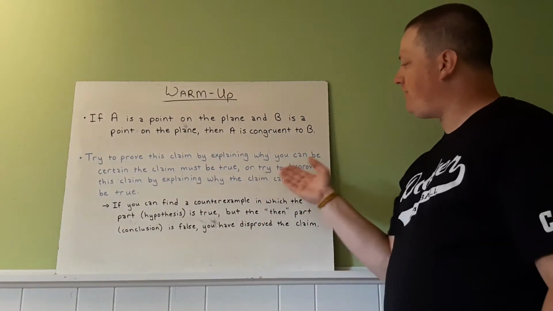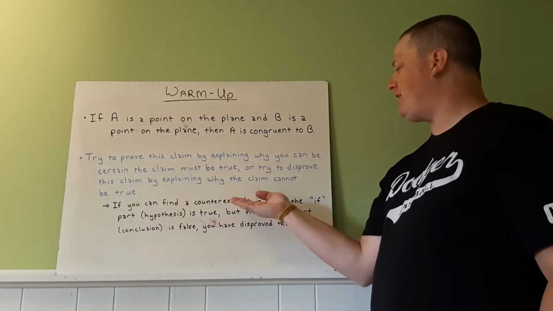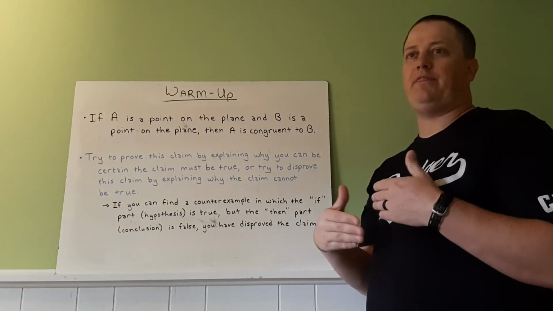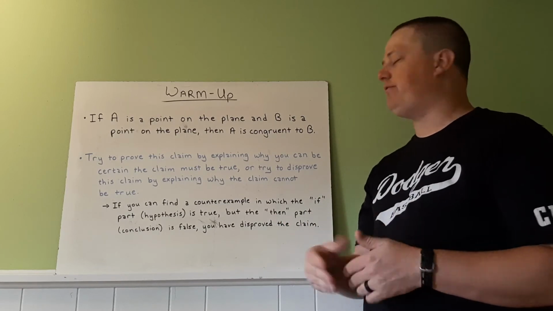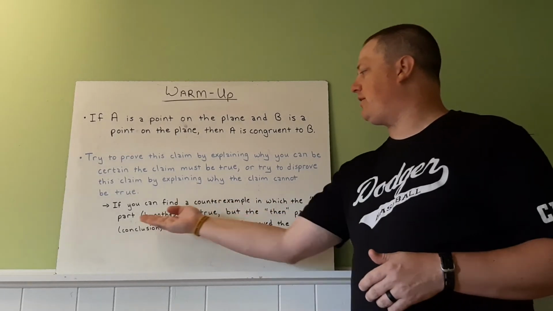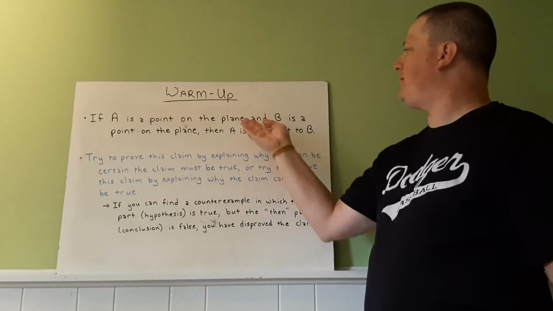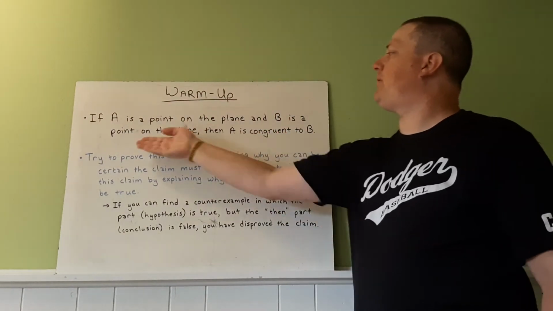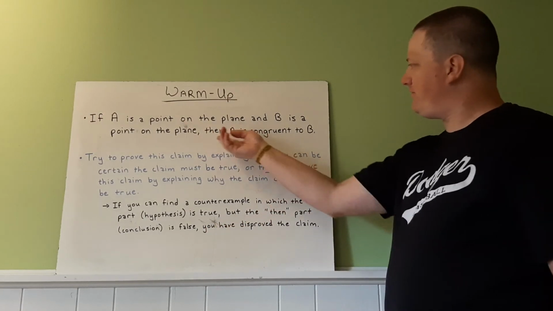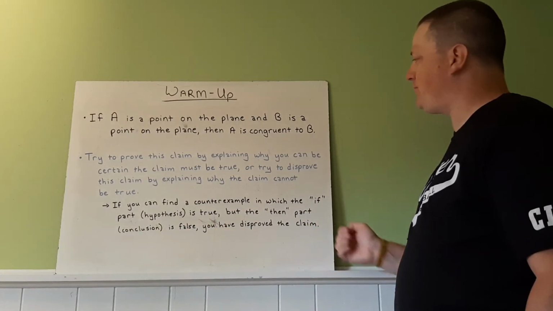Now, if you're not sure how to disprove something, I have a little help here. A counterexample is just an example that would counter the statement. It would prove it to be wrong, or disprove it, in which the if part, the hypothesis, is true. So if A is a point on the plane, that would be true, and B is a point on the plane, that would be true. But the then part, the conclusion, is false. You have disproved the claim.